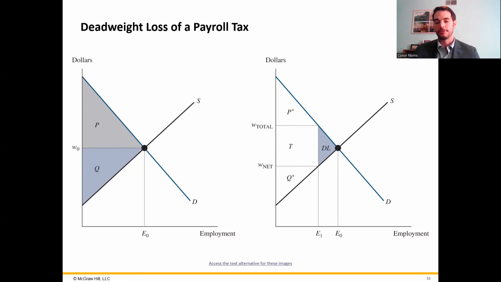But remember, now there are fewer workers that are working compared to the initial equilibrium. We move from E0 down to E1. Those workers that we lose that are no longer being employed, that in the initial equilibrium the firm would want to hire and the workers would want to work, represent the deadweight loss. So this triangle in purple, labeled DL, is the deadweight loss from the transactions that would have occurred absent the tax. This is not being captured by anyone. It's not going to the government. It's not going to firms. It's not going to workers.